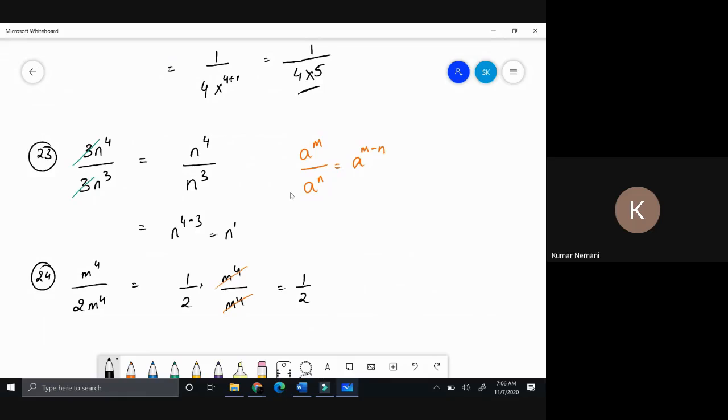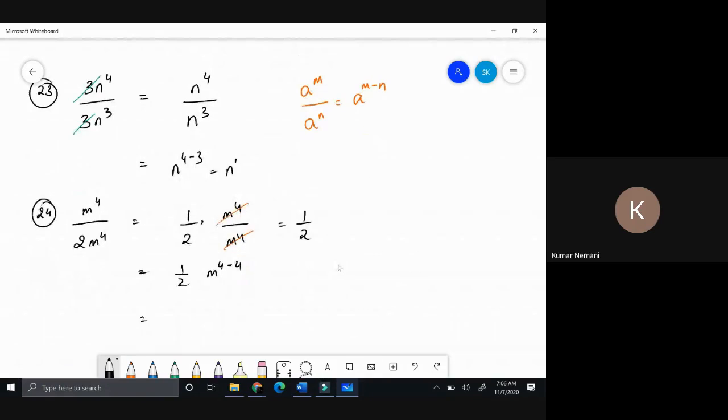Another method to do this, instead of striking it off, some people write 1 by 2 times m power 4 minus 4. That will result in 1 by 2 m power 0, and any number raised to the power of 0 is 1. You get 1, and when you multiply half with 1, you're still going to get the same answer. It's totally up to you. You can choose either of these methods to solve. So this is method 1. This is method 2. You can choose anything that you want. I personally prefer this because it has fewer steps.